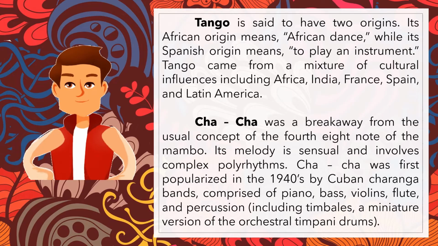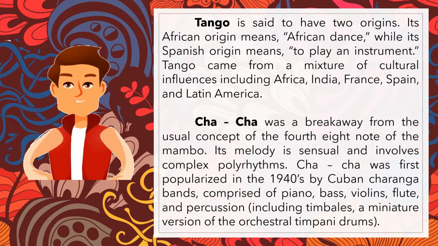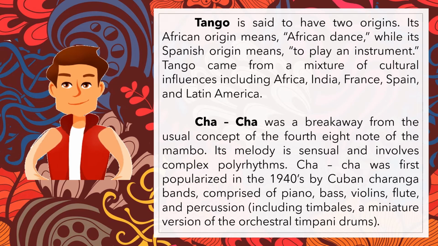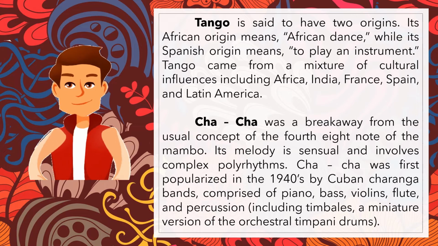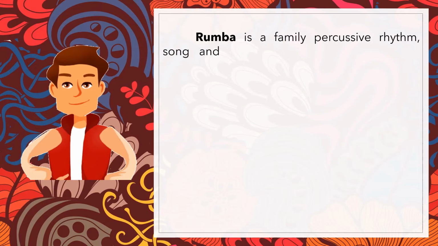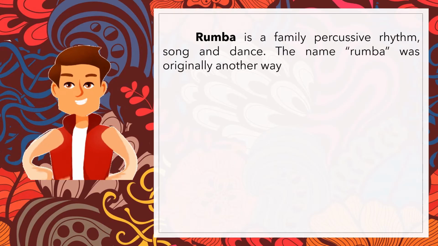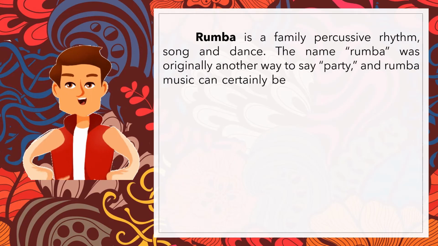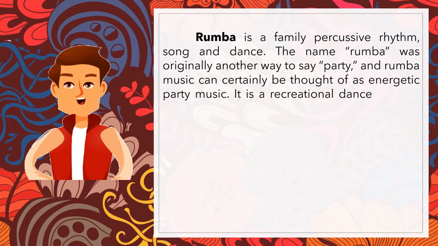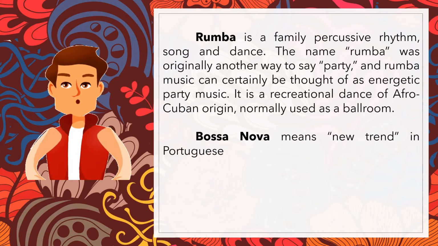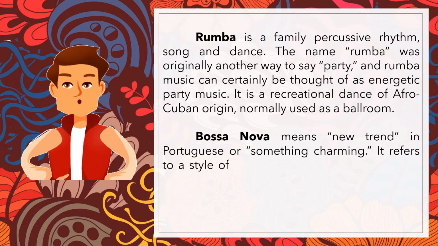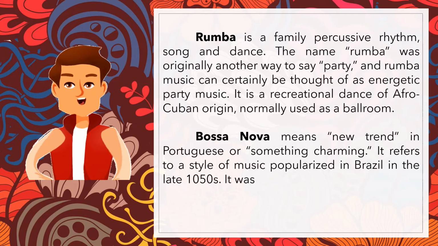Cha-cha was first popularized in the 1940s by Cuban charanga bands, comprised of piano, bass, violins, flute, and percussions, including timbales, a miniature version of orchestral timpani drums. Rumba is a family of percussive rhythm, song, and dance. The name rumba was originally another way to say party, and rumba music can certainly be thought of as energetic party music. It is a recreational dance of Afro-Cuban origin, normally used as a ballroom dance.